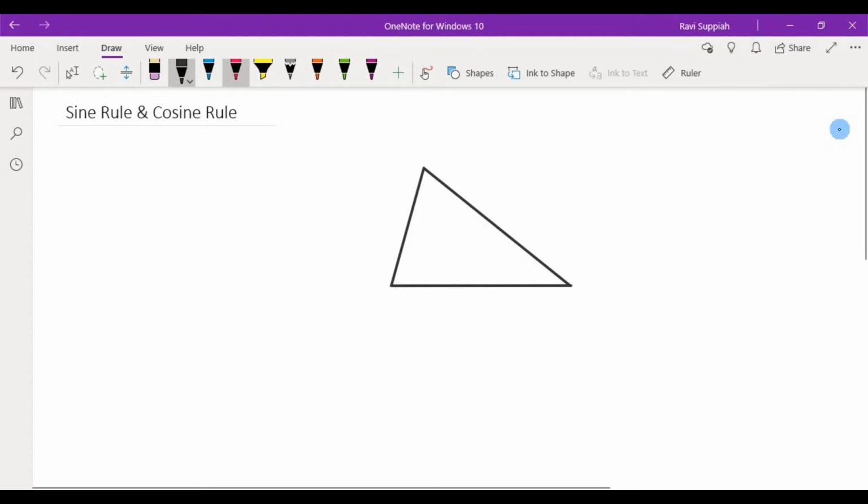Now for this triangle here, I'm going to label the three angles A, B and C. At the same time, I'm going to label the sides that are opposite each of these angles. I'm going to label the side opposite angle A as small a, the side opposite angle B as small b, and the side opposite angle C as small c. Once you have this, the sine rule is very straightforward.